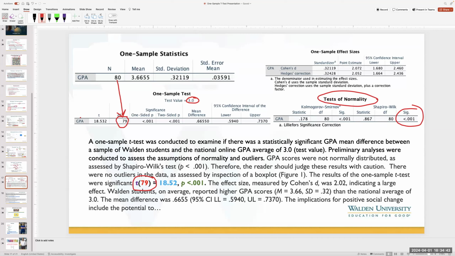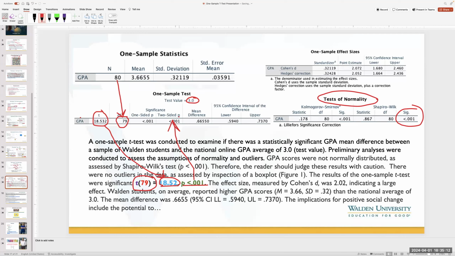Now, it says equal. What we're reporting here is the t-statistic that was calculated by SPSS. You'll see here the 18.52 is the t-value that was calculated. And then, of course, the significance: the p was less than 0.001. That comes right here from the two-sided p.